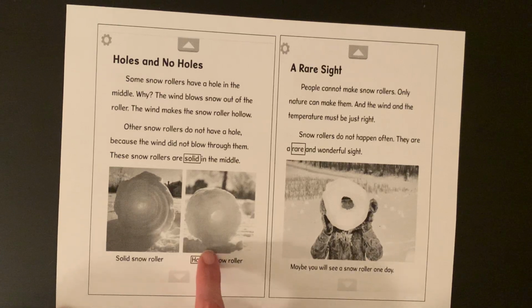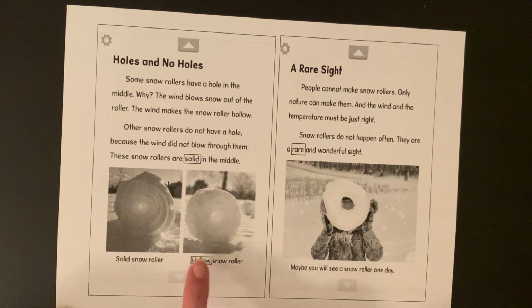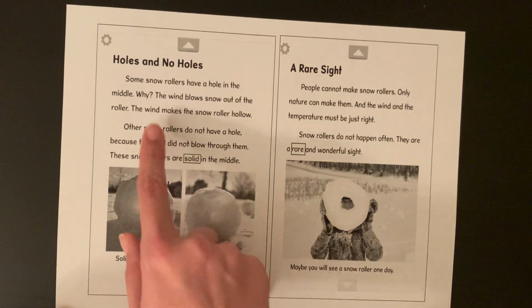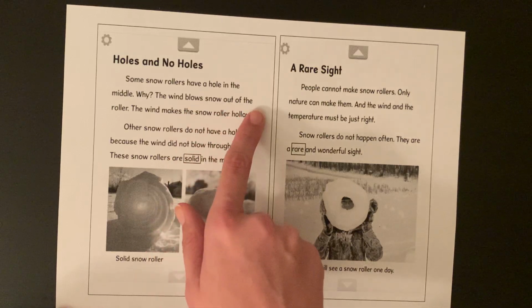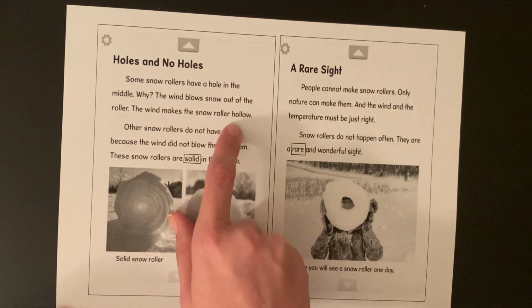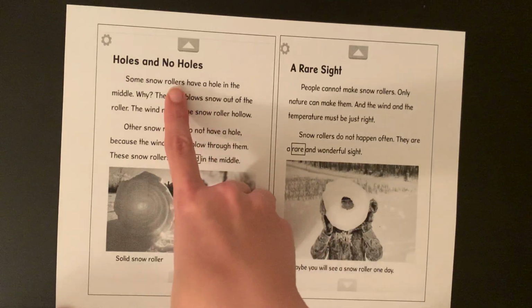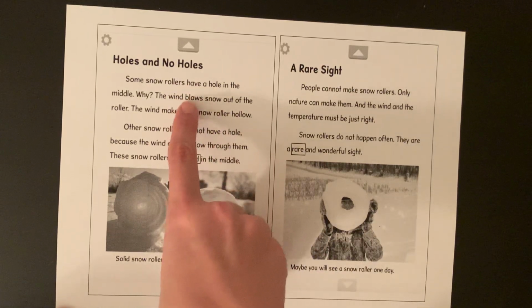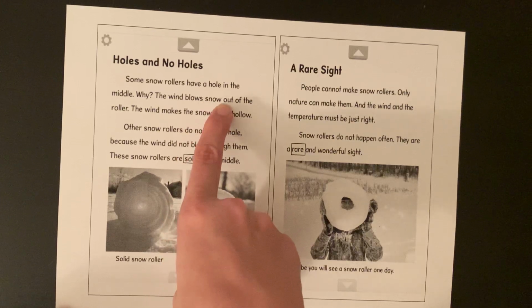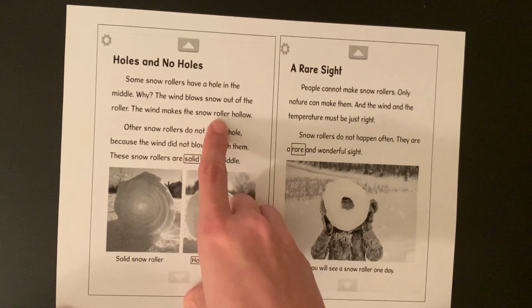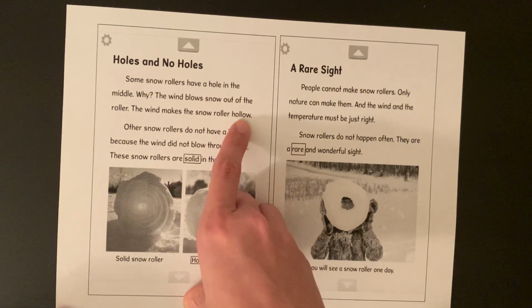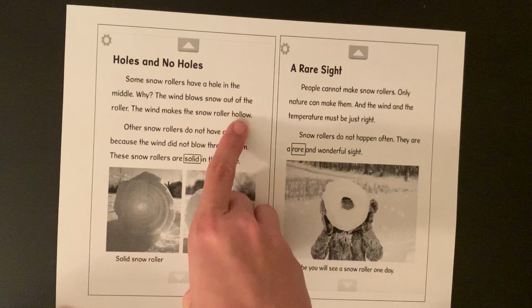And look, the word hollow down here has a box around it. So that's also a new word that we can use in our papers this week, an unknown word. What do we think hollow means? It said the wind blows snow out of the roller, so it's gone, and it makes it hollow. So blowing snow out of it makes it hollow. And what did they say was special about these ones? They have a hole, so they're blowing the snow out to make a hole, which is also what they call hollow. So that helps tell us what the word hollow means.